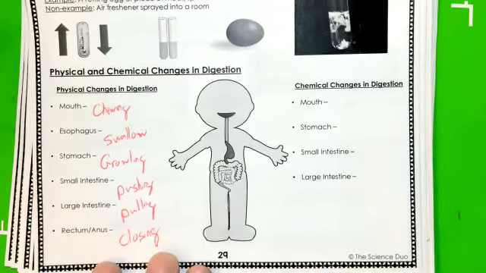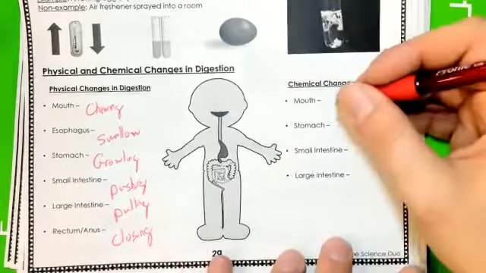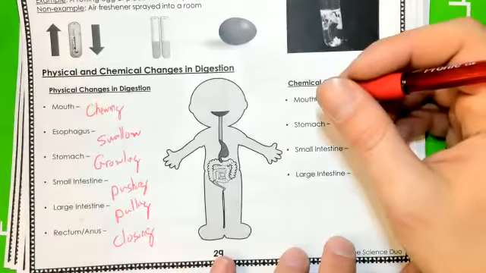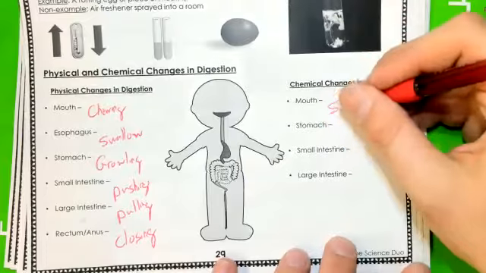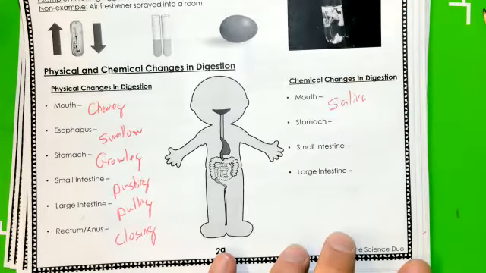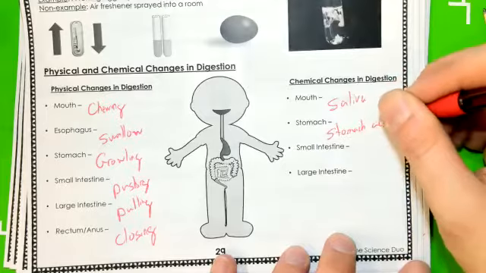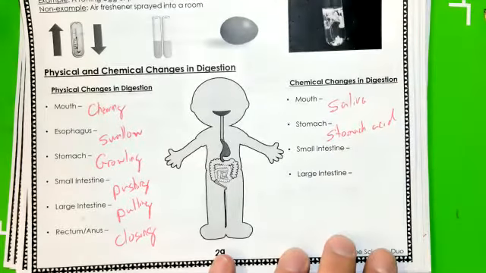Yours has the ability to close. That's a physical change. Next, chemical changes in the body. In your mouth, you're chewing and biting, but your saliva is actually starting to break down food. Enzymes in the saliva will start to break down things like carbohydrates and protein, while your stomach uses stomach acid to further digest and break down that food into almost like a pasty substance.